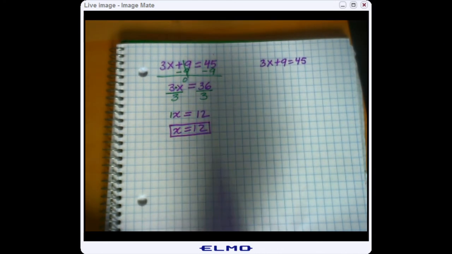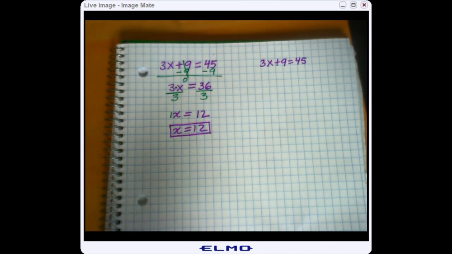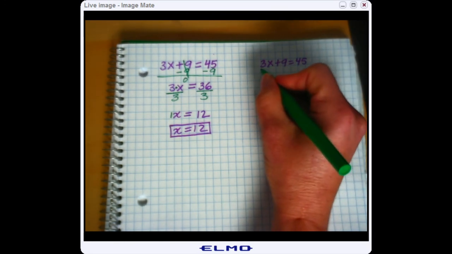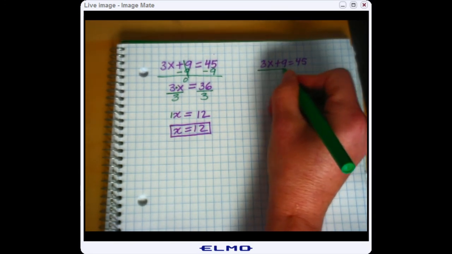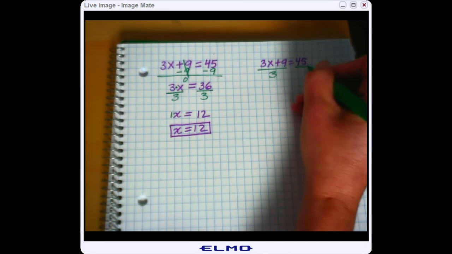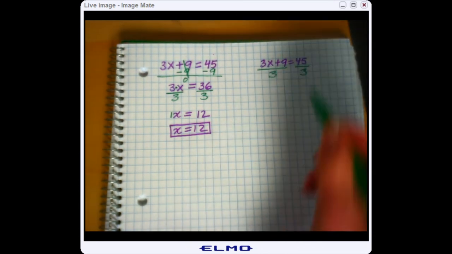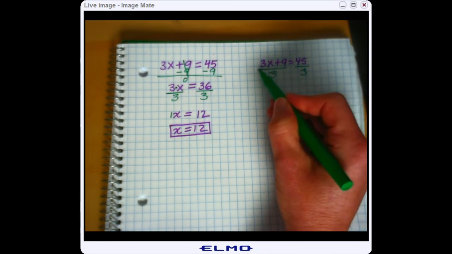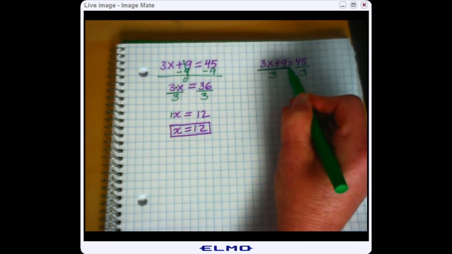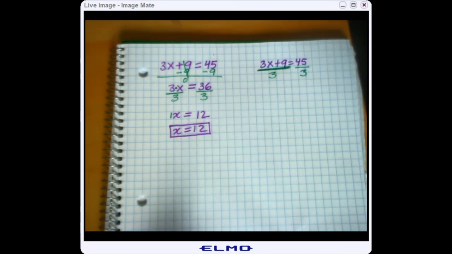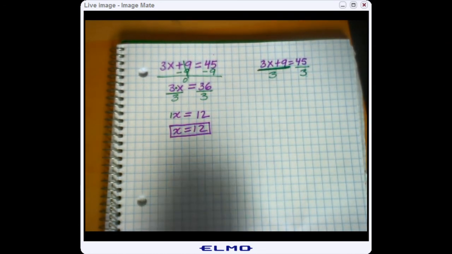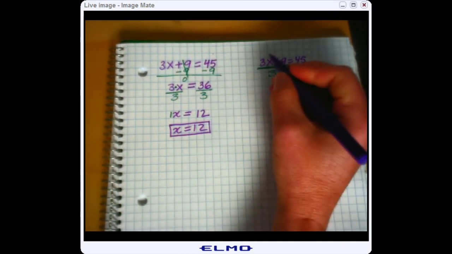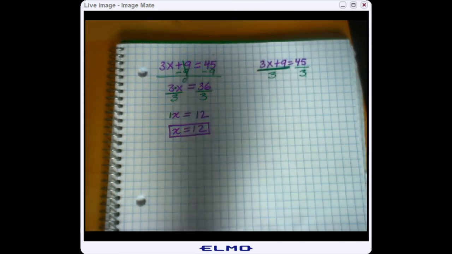So I don't have to start with subtracting 9. Because when I look here, I see, oh, everything's divisible by 3. I could actually start with the division here. And I'm going to divide both sides by 3. Now notice I'm not just dividing the 3 by 3, and I'm not just dividing 45 by 3. I'm dividing everything on this whole side. That's why I have a much longer fraction line there, a division symbol. And so I'm basically distributing divide by 3. So 3x divided by 3 gives me that 1x.